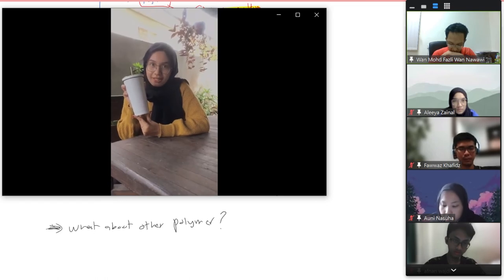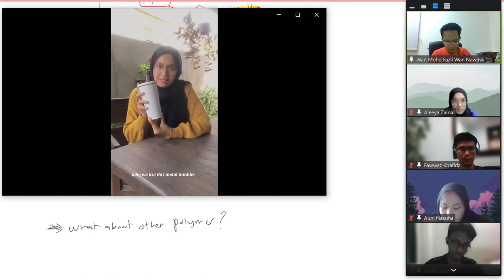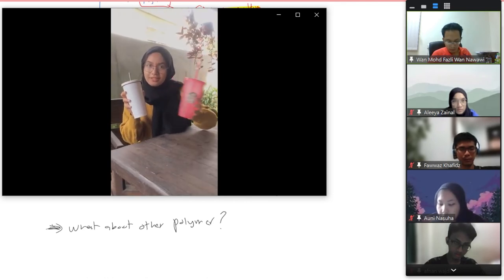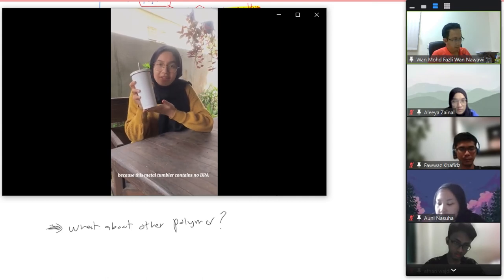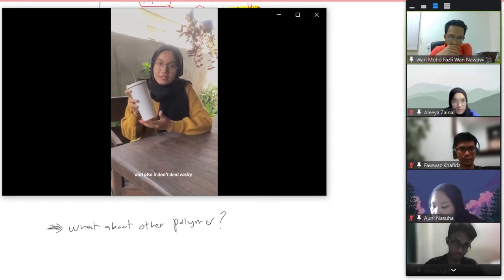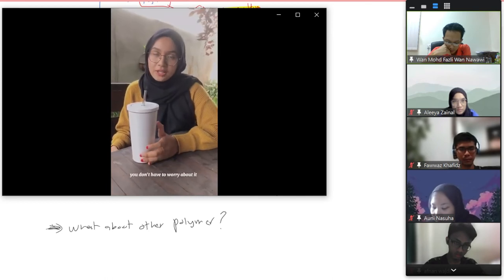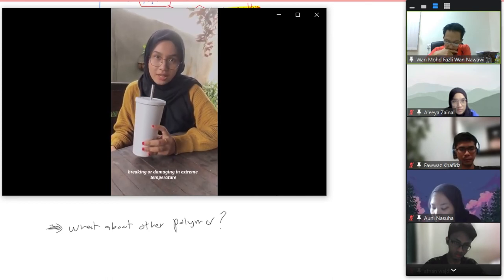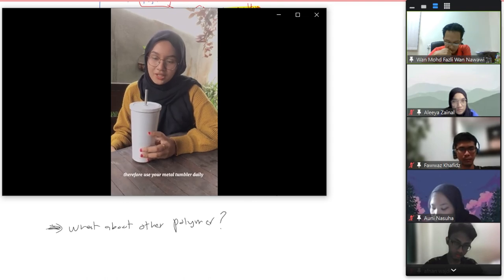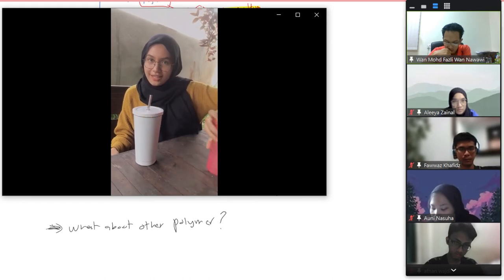Why do we use a metal tumbler? This metal tumbler is perfect for both hot and cool drinks. It is also tough enough to use daily and perfect for your gig. Why do we use this metal tumbler rather than this plastic tumbler? Because this metal tumbler contains no BPA and cannot cause food poisoning. And also, it doesn't dent easily like this plastic tumbler. You don't have to worry about it breaking or getting damaged in extreme temperatures. Therefore, use your metal tumbler daily rather than this plastic tumbler. No to plastic, yes to metal.